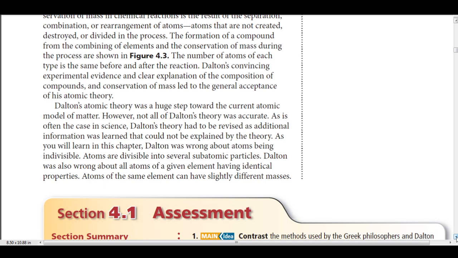As you will learn later on, Dalton was wrong about atoms being indivisible. Atoms are divisible into several subatomic particles: protons, neutrons, and electrons. Dalton was also wrong about atoms of a given element having identical properties. We can see that in the form of isotopes, which leads to atoms of the same element having slightly different masses.